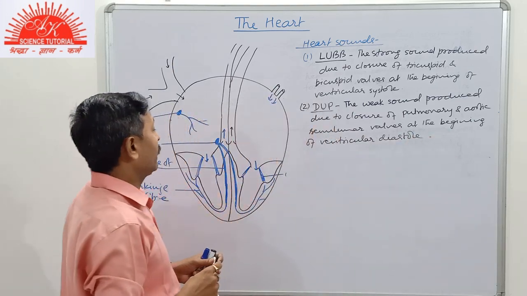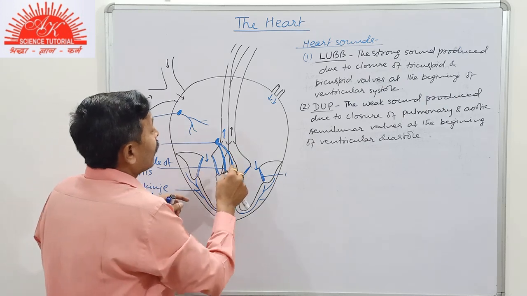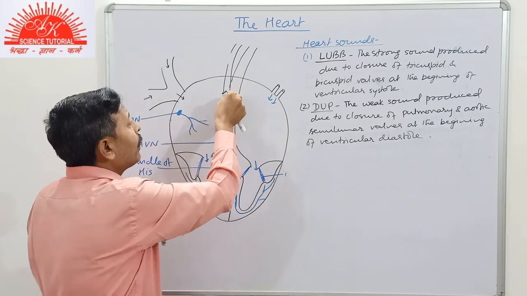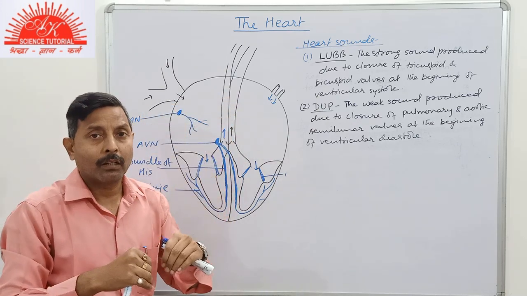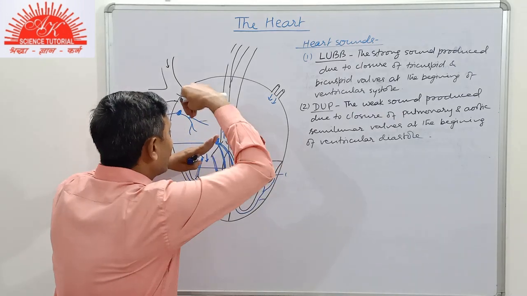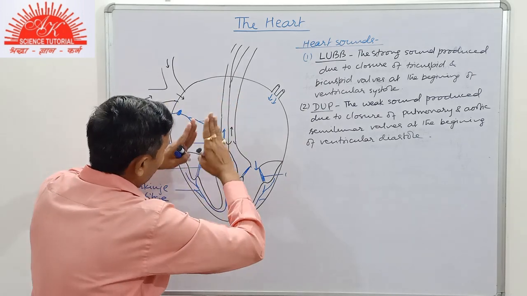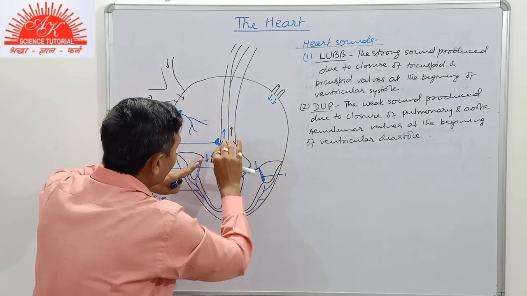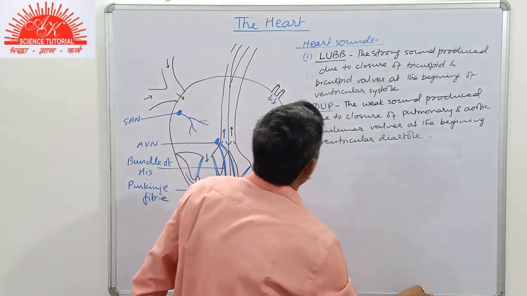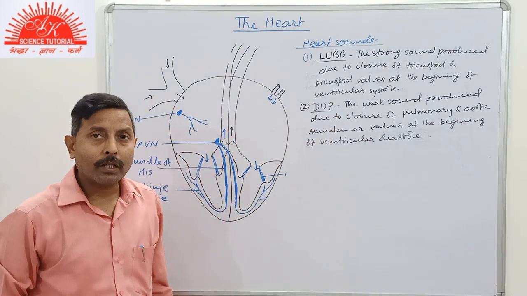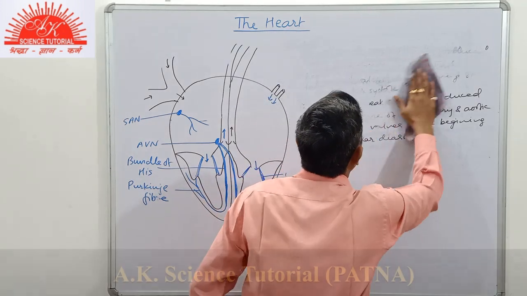So we see, students, when the ventricles start to relax, at that time the pressure decreases, and the blood in the pulmonary artery and aorta will tend to fall back. As a result, the blood exerts pressure on these two valves, they come closer and are closed. So it will prevent backflow. So dup is produced at the beginning of ventricular diastole. Clear, students? So these were the sounds produced during the heartbeat.